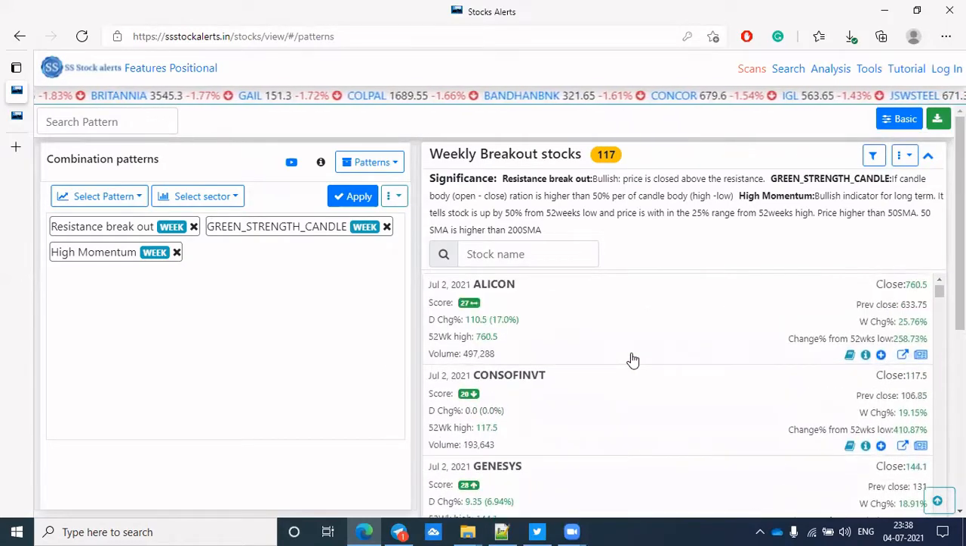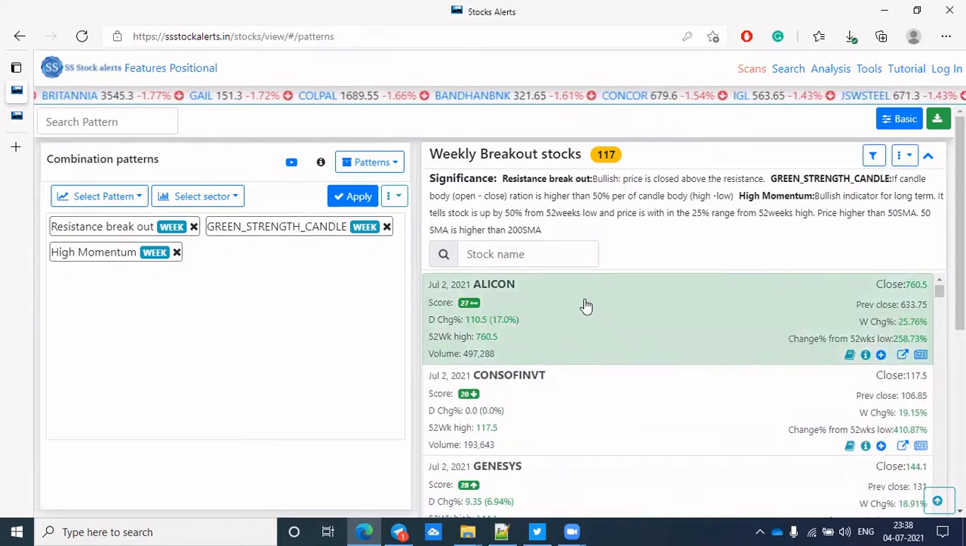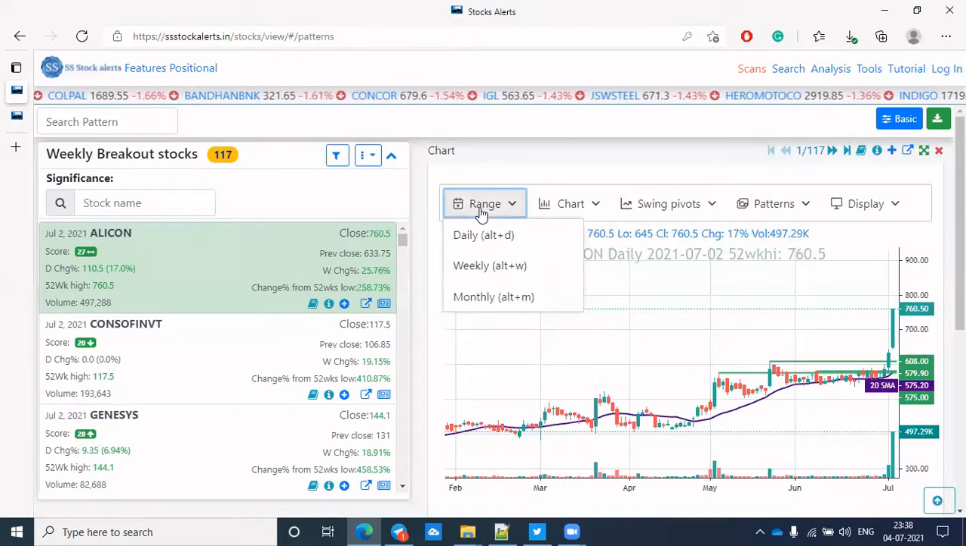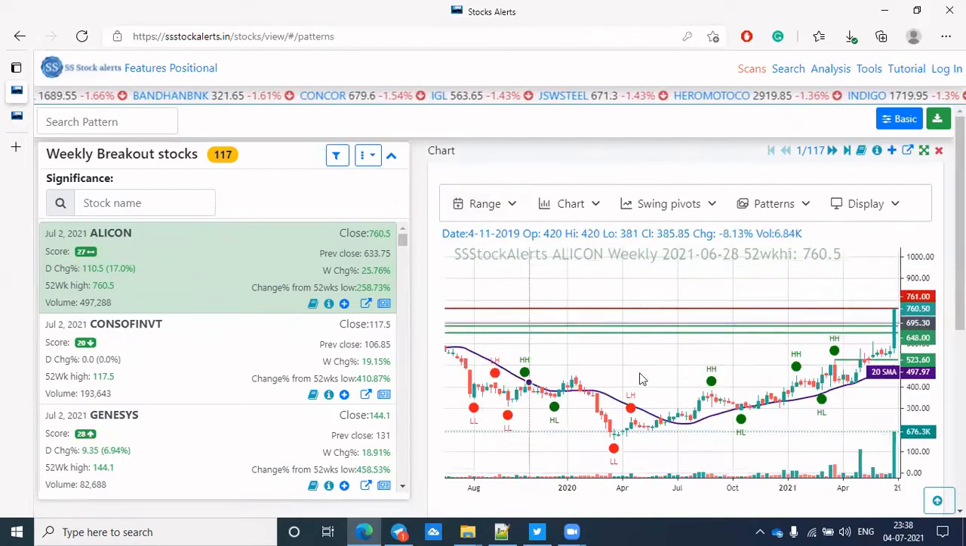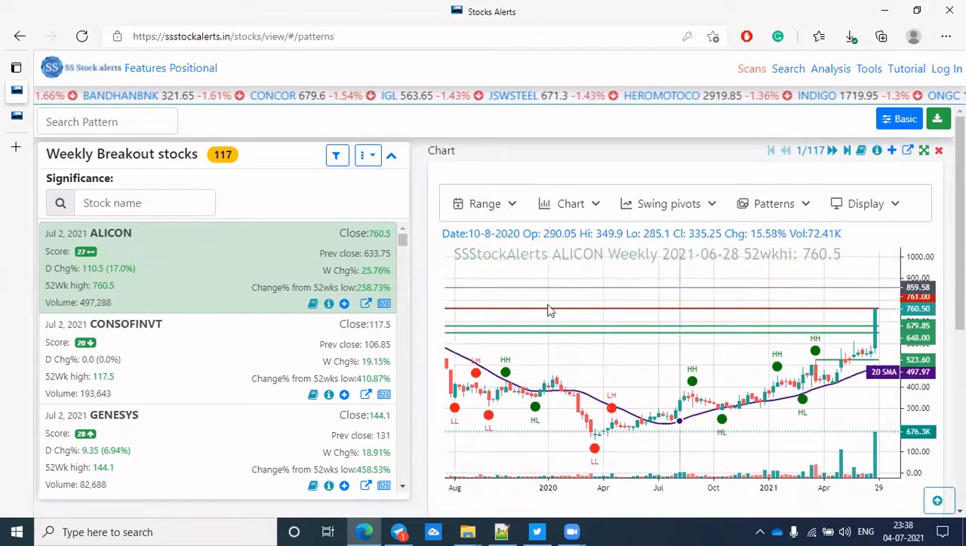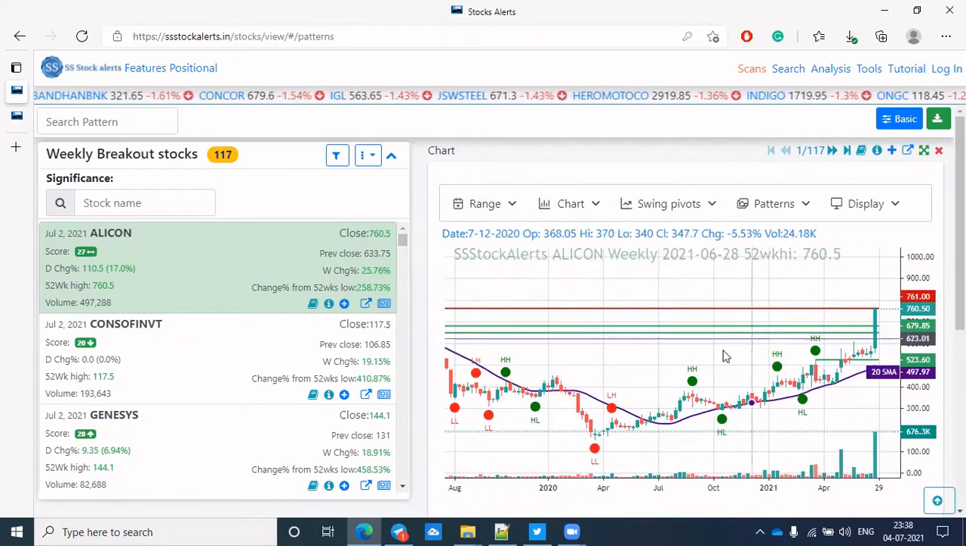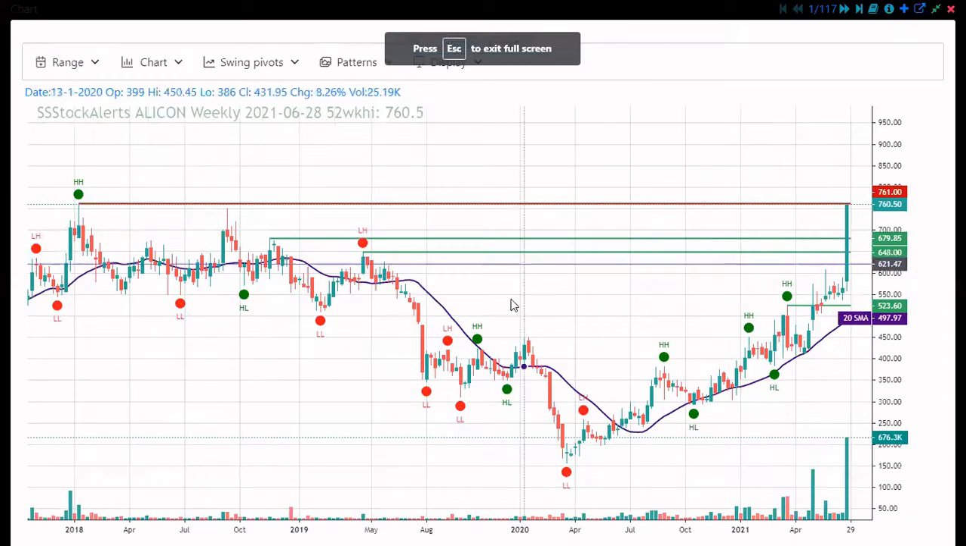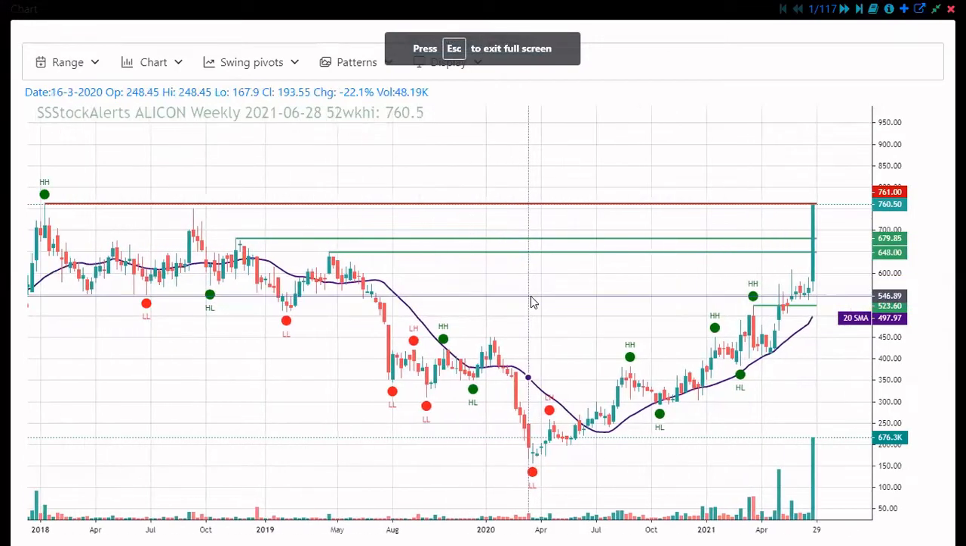Now we want to analyze which stocks are good, so that we can pick some good stocks for next week. I'm clicking here. First, click on weekly so that our chart will be in the weekly time frame. Since this chart is small, I want to go to a bigger view. There is a full screen feature. You can click on full screen, and it will come like this.